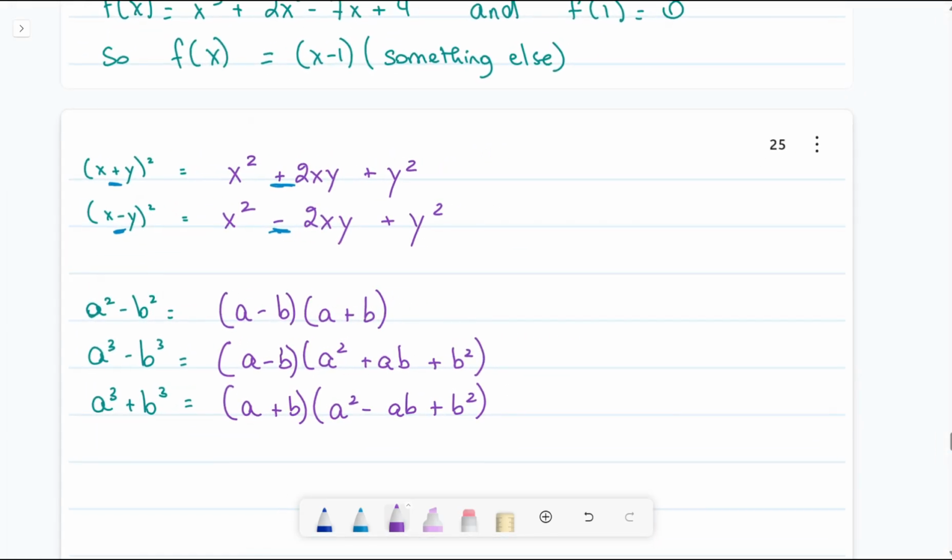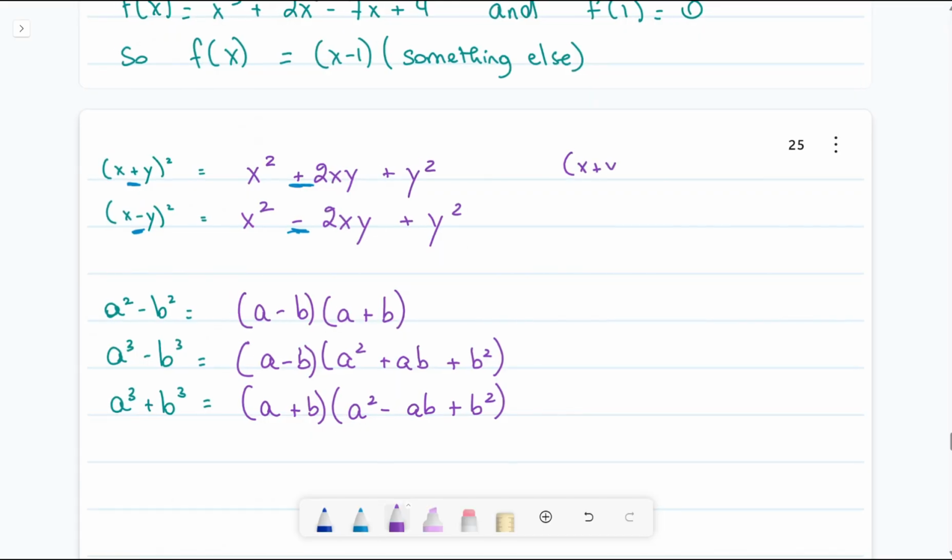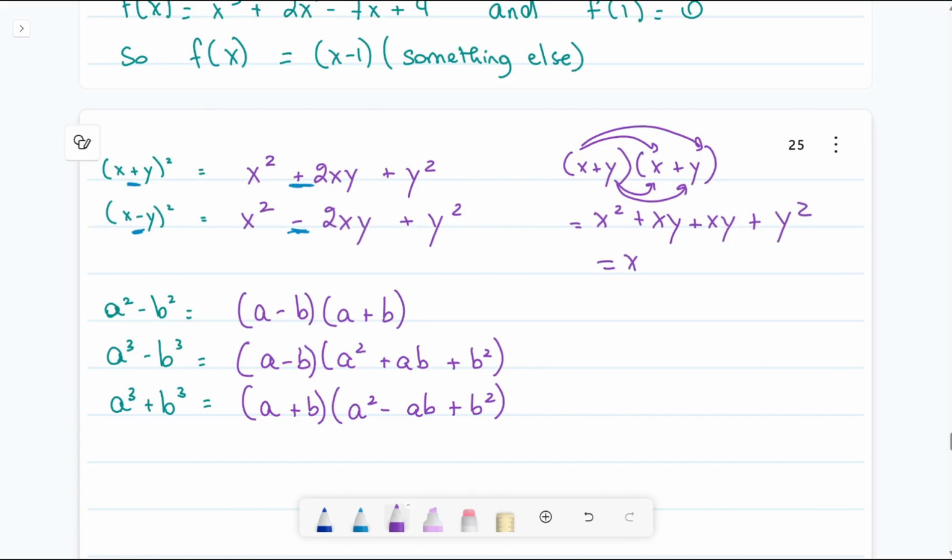It's really good to memorize these, and if you ever forget, let's say what x plus y all squared is, you can always do it the long way. This gives x squared plus xy plus xy plus y squared, which is x squared plus 2xy plus y squared, as we just showed.